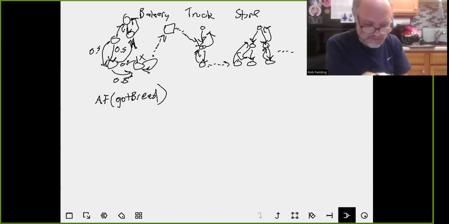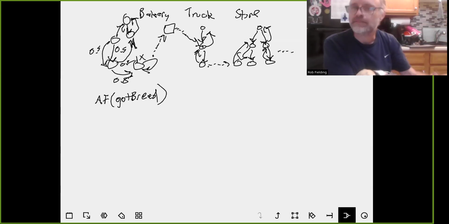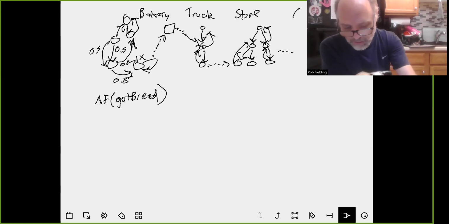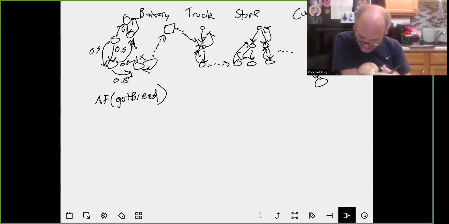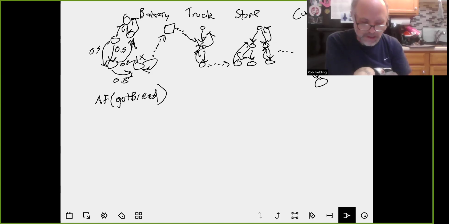And so some of the bread that got made at the bakery ends up going through the truck and into the store. And the idea is you want to keep counters. You want to say, I got 5 loaves of challah now, and I got some rye bread and whatever. And then you would have other processes like customers that model people coming into the store and running off with some of the bread in exchange for some cash, right?